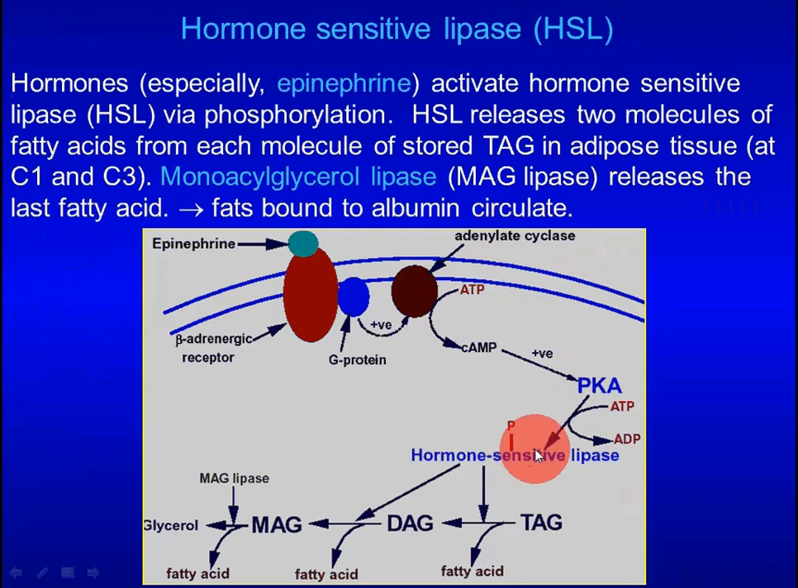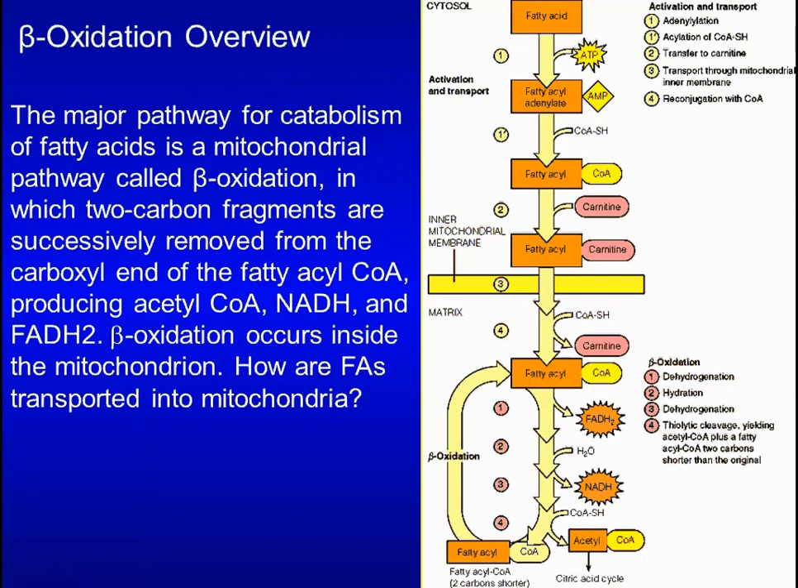Hormone-sensitive lipase releases fatty acids from TAG at positions C1 and C3. Then monoacylglycerol lipase releases the last fatty acid. Fatty acids are bound to albumin when circulating in the blood. The major pathway to break down fatty acids is a mitochondrial pathway called beta oxidation. This is beta oxidation.